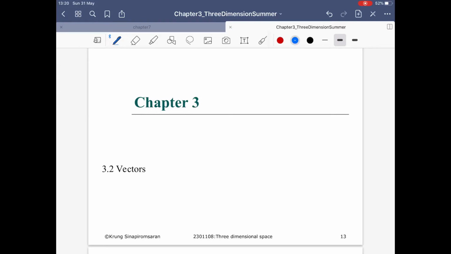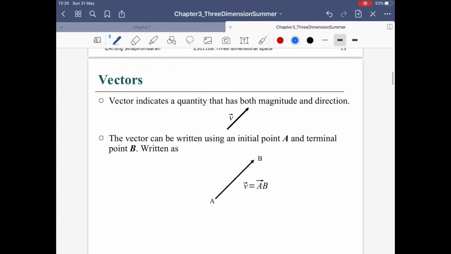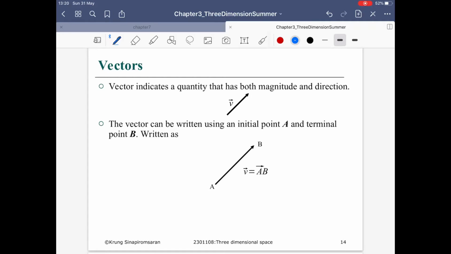For this clip, we are going to talk about the so-called vectors. A vector is a quantity that has both length as well as direction or orientation. So it's the same thing as we learned in physics. Here in math, a vector usually has an initial point and a terminal point, and we indicate it by an arrow like this. So this one is the vector from A to B. Of course, for this chapter we are going to talk about vectors in three-dimensional space.